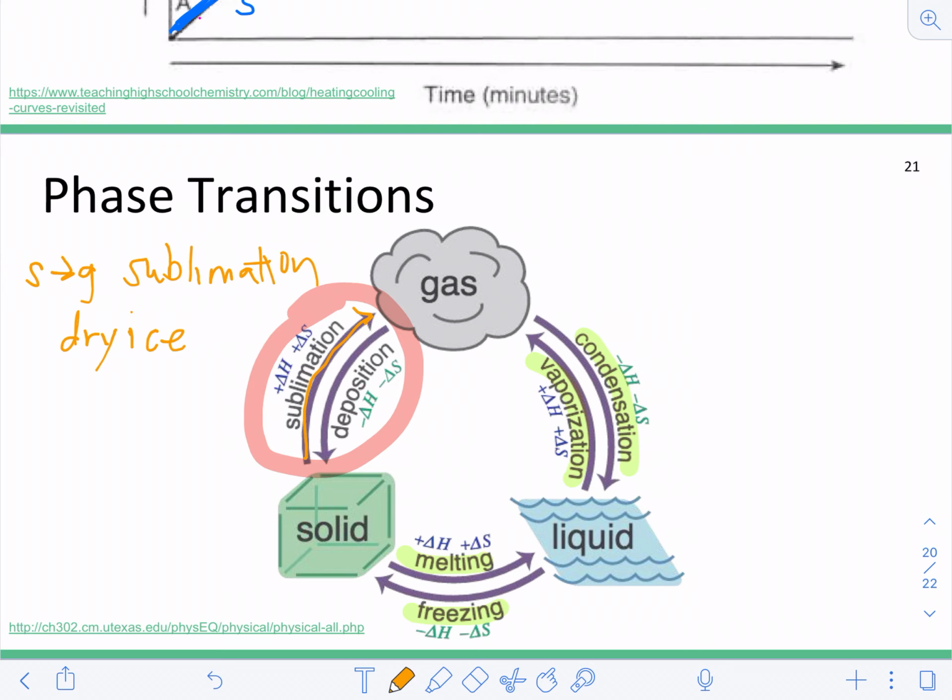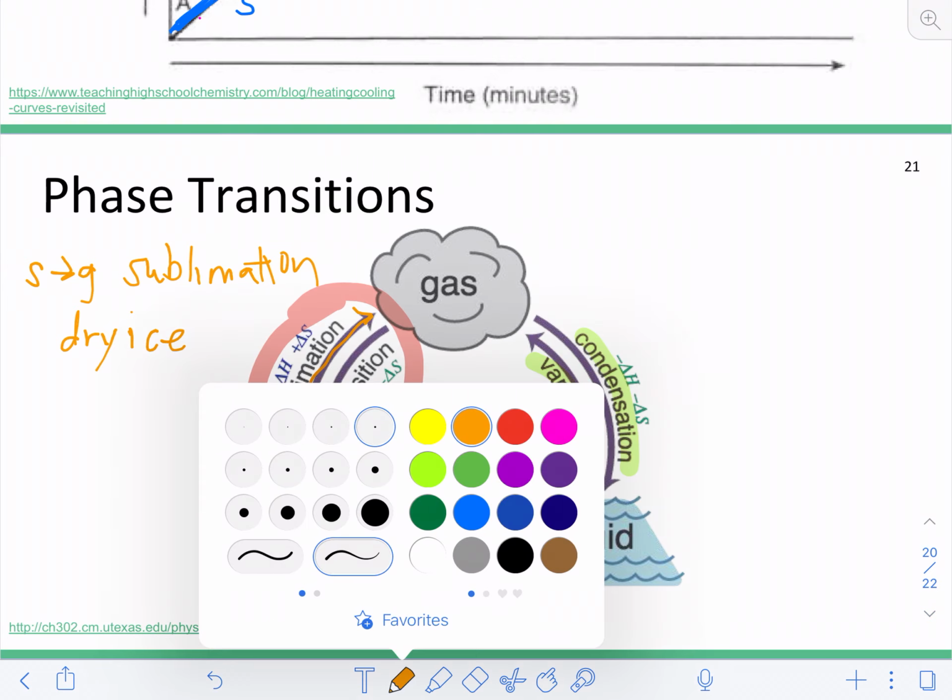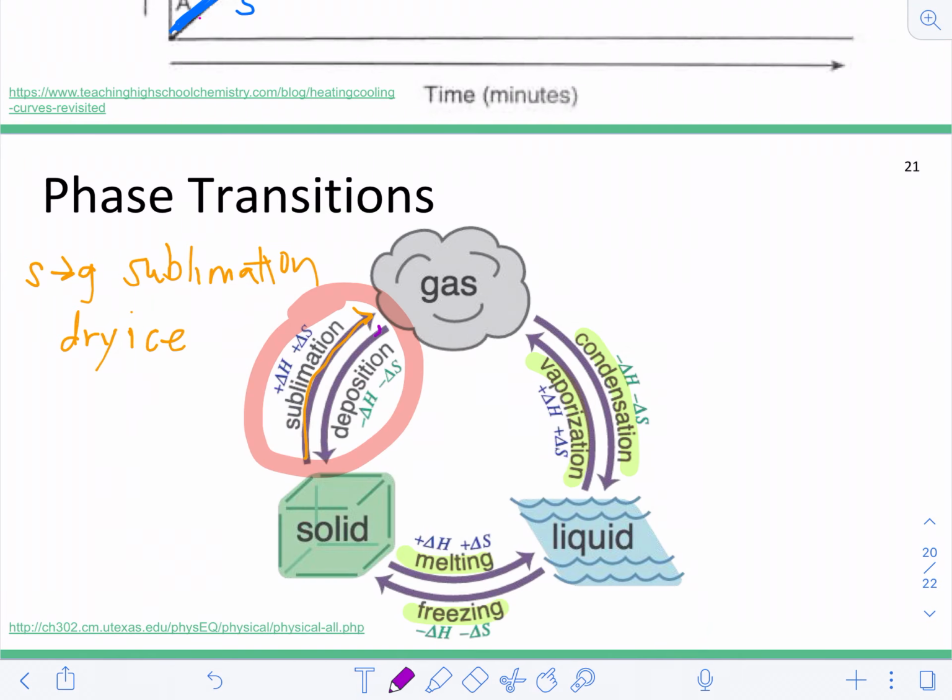The opposite of this, and I'll just pick a random color here, purple. A gas to a solid is called deposition. So gas to solid, deposition. Same deal. There is no liquid phase. So this is something that goes directly from the gas form into a solid.